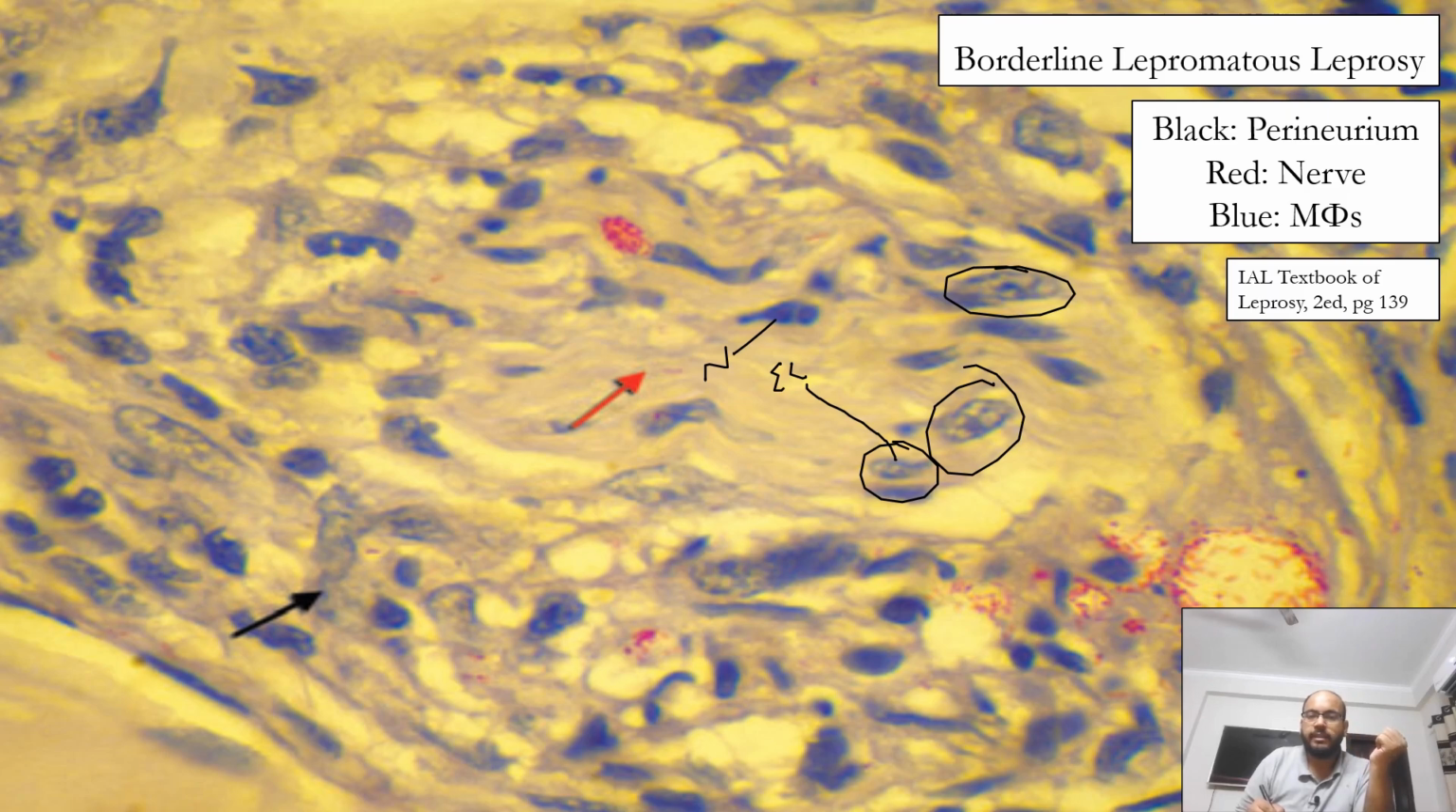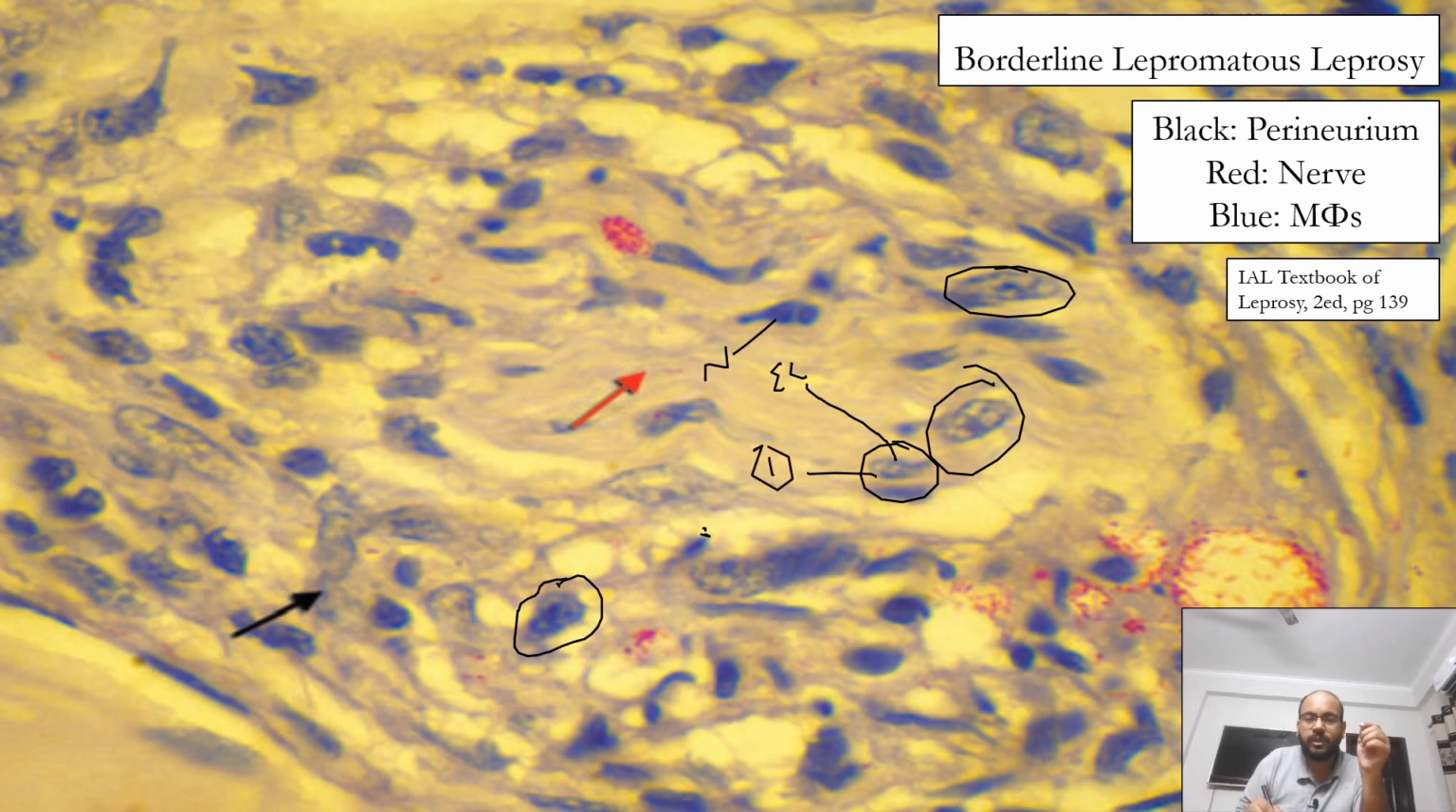Okay. And the blue arrows, there's no blue arrow, but the bluer cells are more of macrophages, like this is a macrophage. Can you see? The nucleus is not like an epithelial cell.